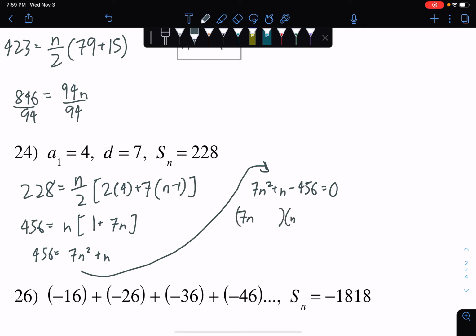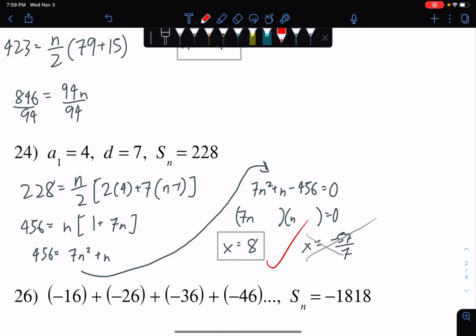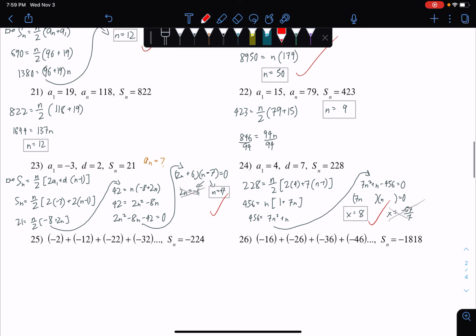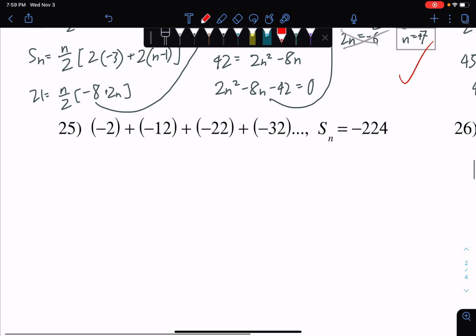We factor the expression. Well, this is a big number, so we'll just use the calculator, and turns out our answer would be n is equal to 8. And the other will be negative 57 over 7, which is wrong. We won't be adding that in our final answer. This instead would be our final answer. Okay, let's go to number 25.